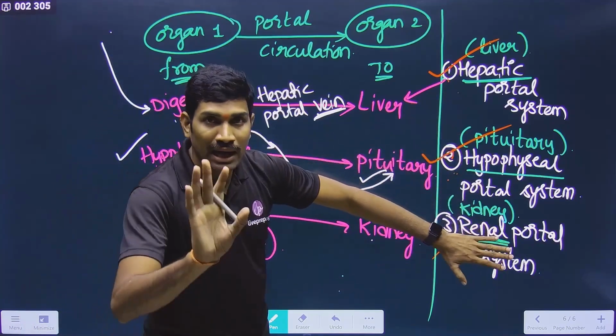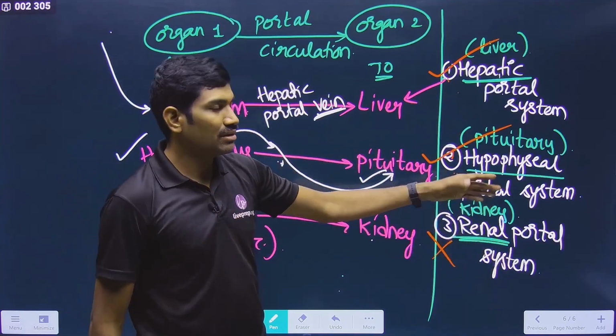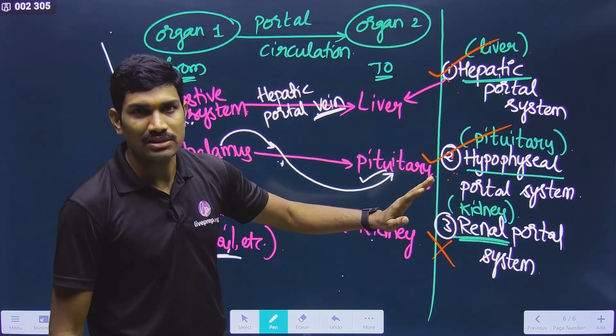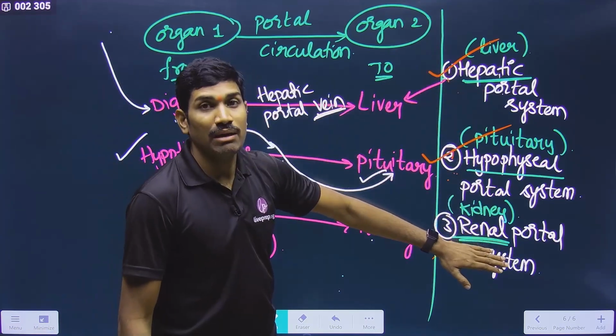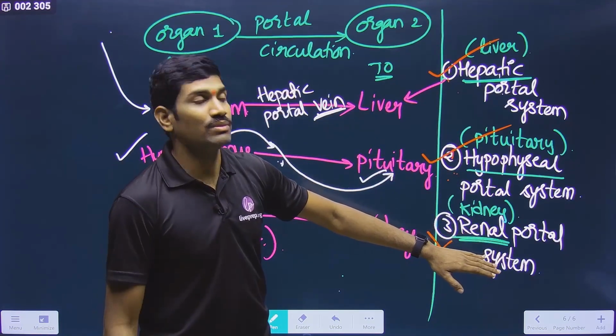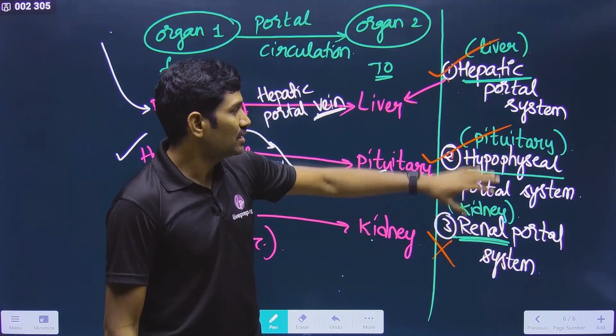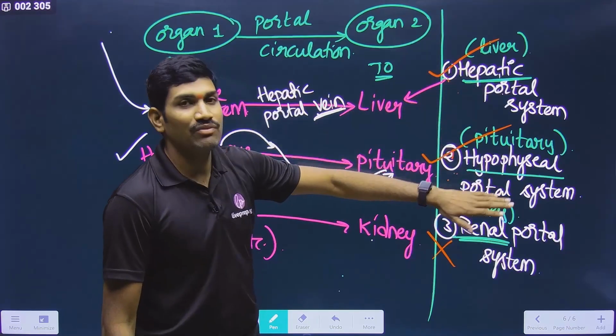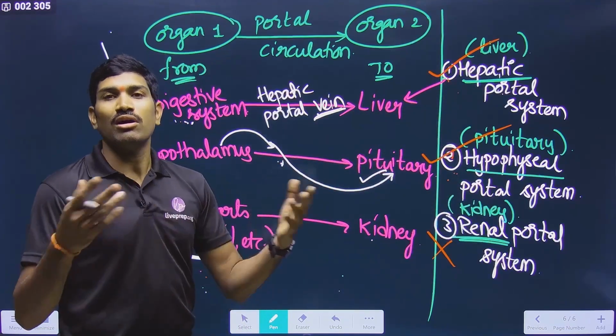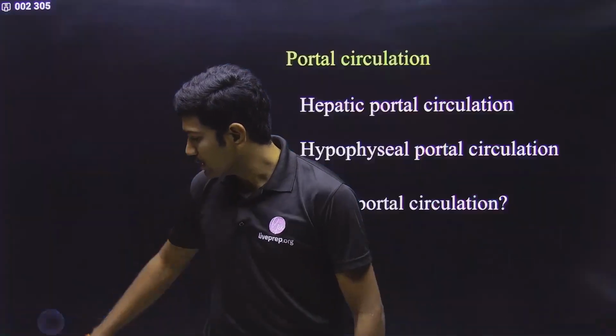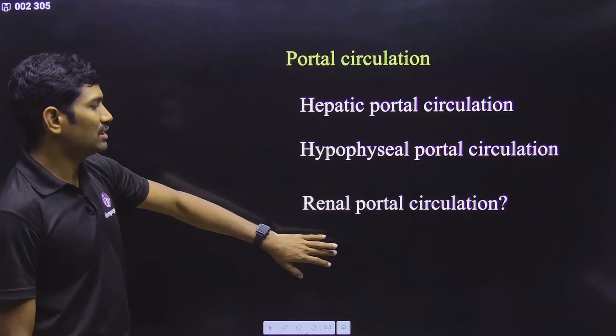So in the case of mammals, we are not observing renal. In the remaining other vertebrates, renal is present, but renal is not present in the mammals. So renal is not present in the human. But hepatic portal system and hypophyseal portal system are present in all the organisms, so they are present even in human. This is what the thing is.